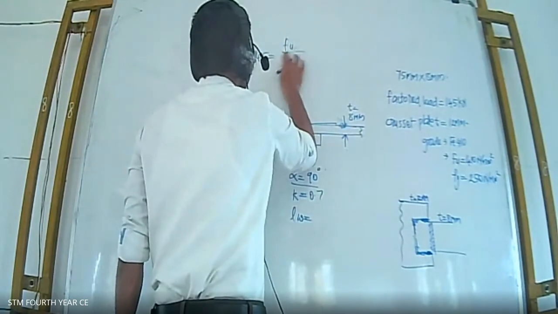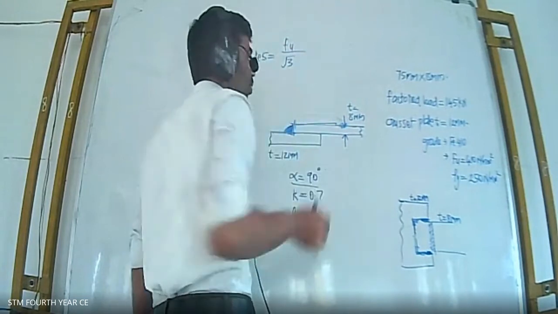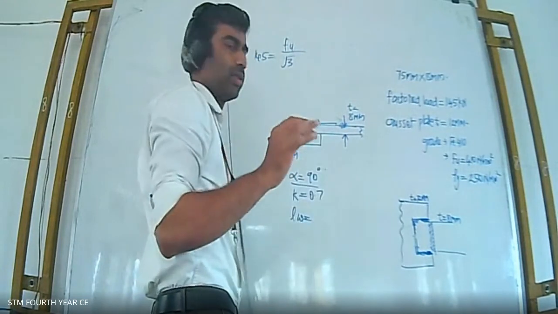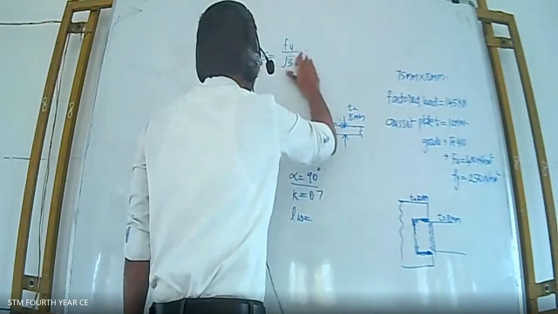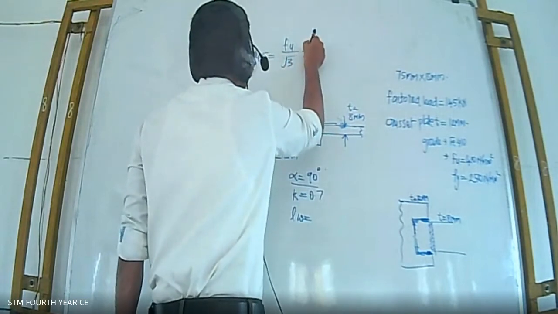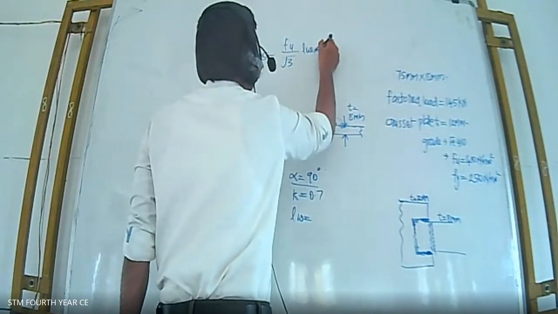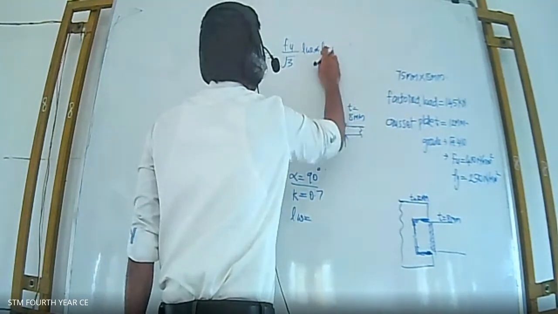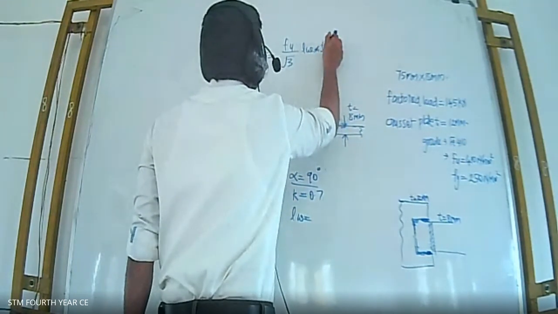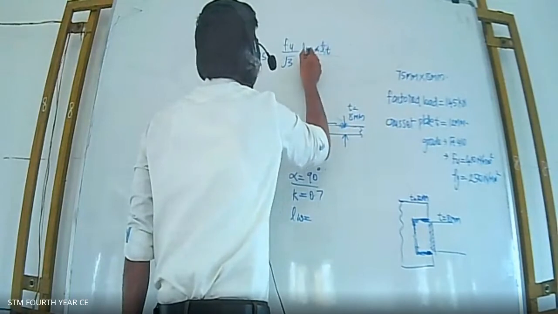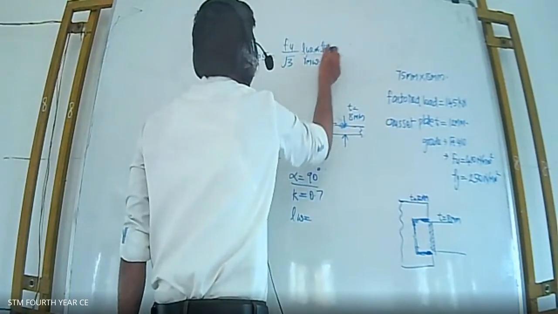In the case of bolt, it was Fu by root 3 gamma mb into n into nb plus ns into sb. But in the case of weld, it will be Lw into T. In the case of fillet weld, it should be written as Tt, okay, by gamma mw. In this way, it should be.